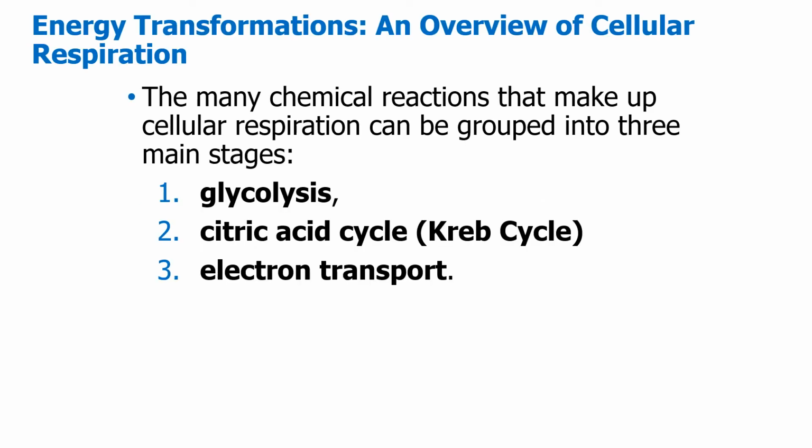Now, for cellular respiration to take place, three reactions will have to occur, and they have to occur in the following order. The first one would have to be glycolysis. The second one is the citric acid cycle or the Krebs cycle, and the last one is the electron transport chain.